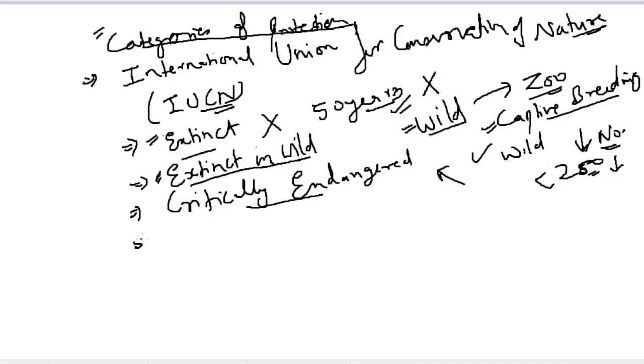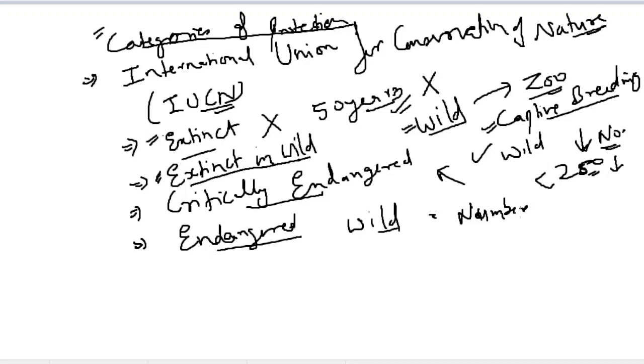Now moving ahead, another level is endangered. Endangered is a lower category than critically endangered, but these species are also in the wild, and their number is also not very large. The number is less, but it is greater than the number at which it can be declared critically endangered. It has somewhat problematic numbers.